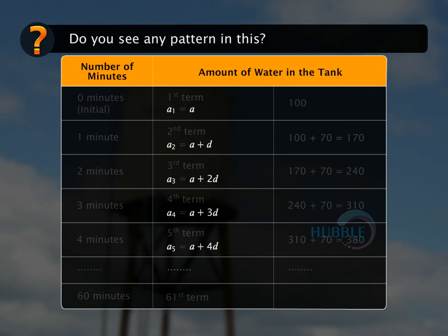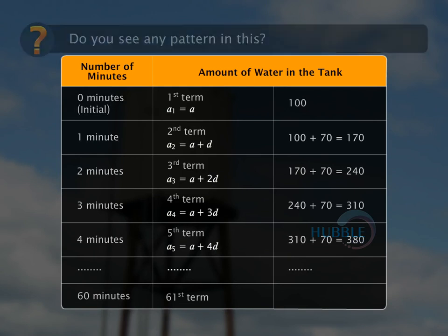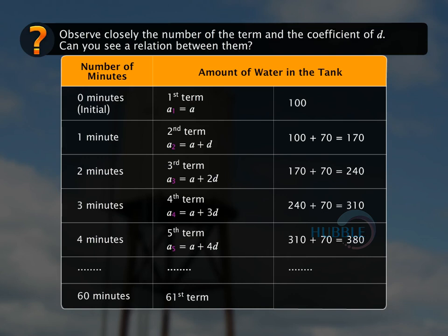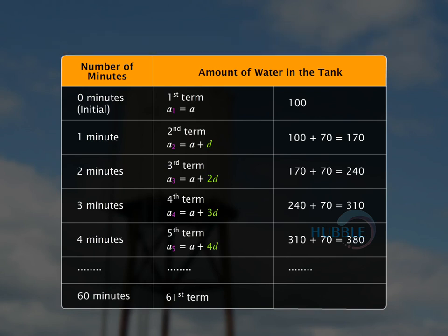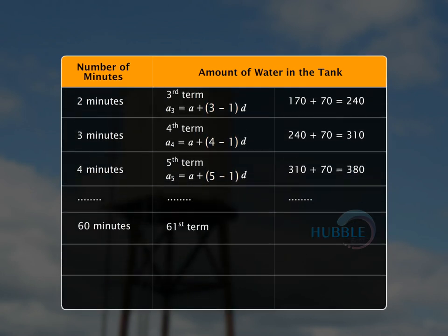Do you see any pattern in this? Observe closely the number of the term and the coefficient of D. Can you see a relation between them? The coefficient of D is equal to 1 less than the number of the term. For example, for the first term, A1, the coefficient of D is 0. In the second term, A2, the coefficient of D is 1. In the third term, A3, the coefficient of D is 2, and so on. Thus, the nth term of an arithmetic progression is equal to A plus (n minus 1) times D.